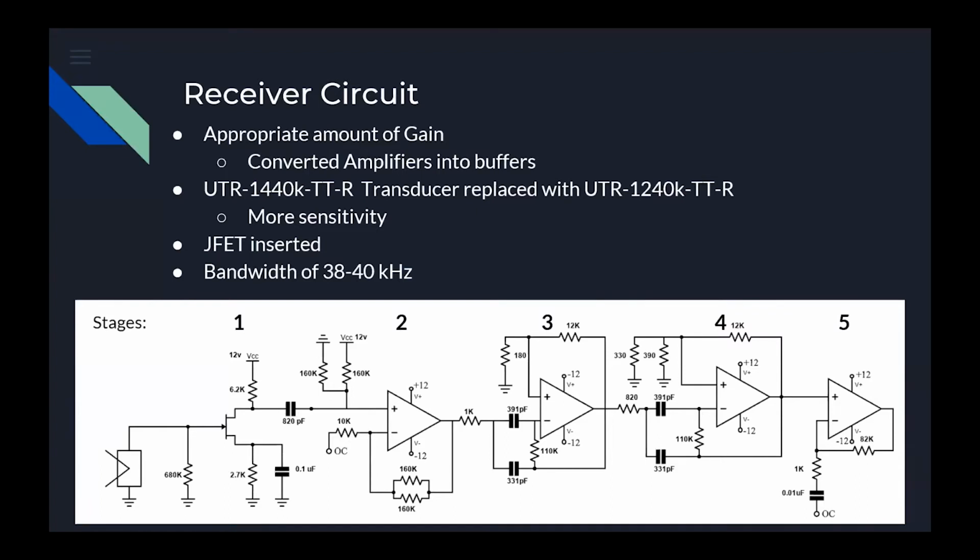The voltage divider between the second and third stage was replaced by a 1K ohm resistor, which then required us to transform the second and fifth stages from amplification stages to buffer stages to reduce the overall gain. Multiple bandwidth tests were performed, and currently the bandwidth of the circuit is 38 to 40 kilohertz. Another test that was performed several times throughout the semester was the range test.